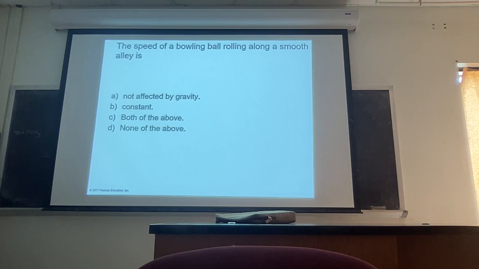The speed of a boat rolling along a smooth alley is not affected. None of the above. I ain't thinking about that. If the pins weren't there, it would keep going. So that's why it's constant and not affected by gravity. This ain't going to affect you.